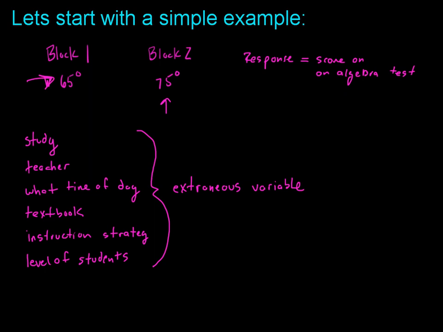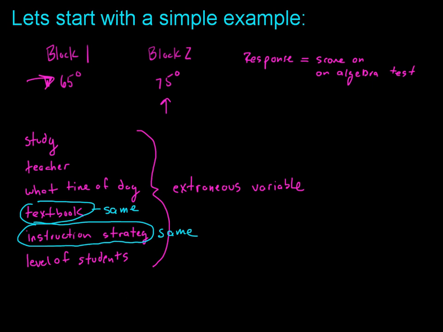Okay, so one thing we can do to make this example better is we can try to control some of these extraneous variables. So one thing we can do, real simple, is we could take care of the textbook. We can make sure every student uses the same textbook. Another thing we can take care of is instructional strategy. We can make sure that every single kid has the exact same instructional strategy. Maybe it's all lecture, maybe it's all activity based, but we want everybody to be the same.